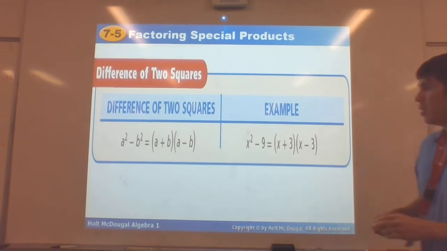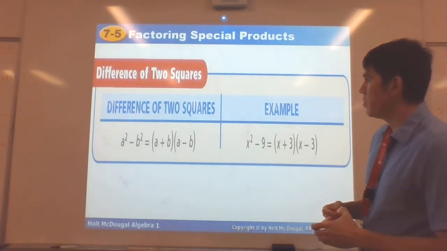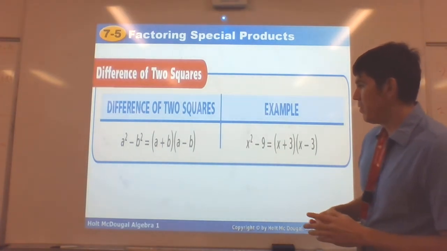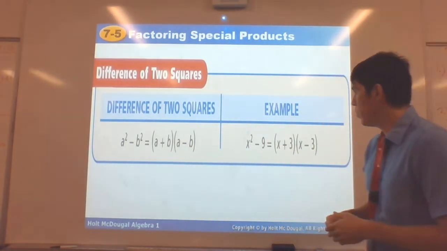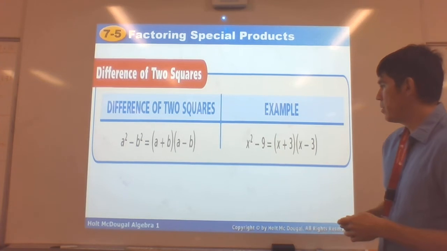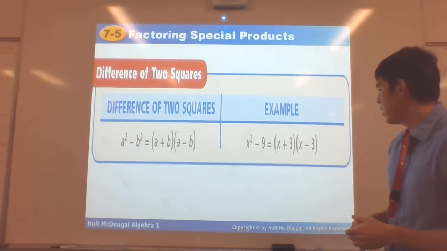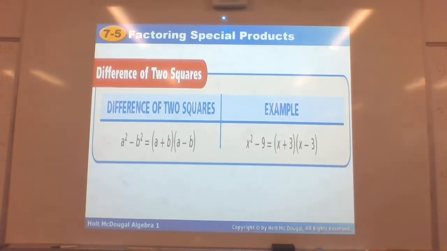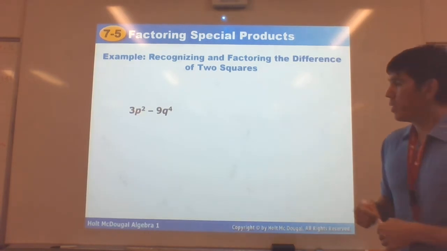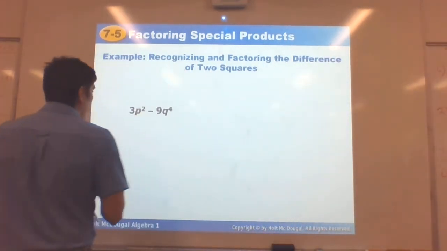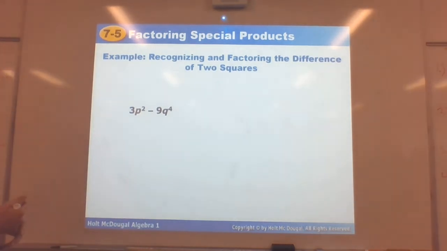We're going to go to the last part here. We have difference of two squares. If we have a difference of two squares, we can right away factor. These are our factors of the difference of two squares. We have a real example over here: x squared minus 9. We can rewrite it as (x plus 3)(x minus 3). So recognizing and factoring the difference of two squares, we're going to go ahead and factor here.